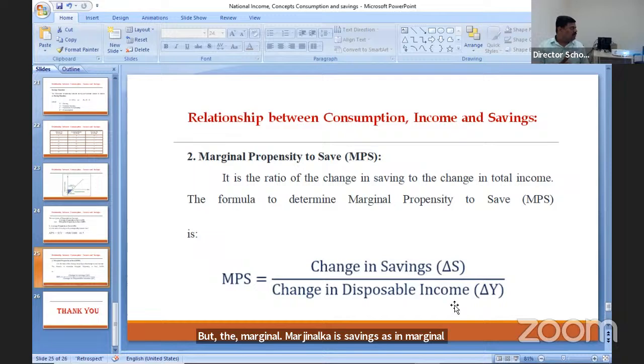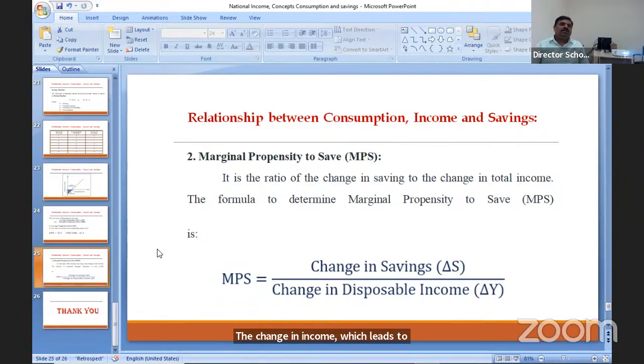Marginal means change in a particular concept or particular variable due to change in the concerned variable. So the marginal means the change, but in which concept or in which variable? The change in income, which leads to change in savings.